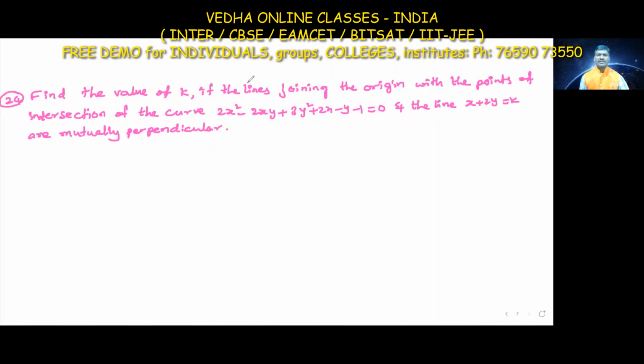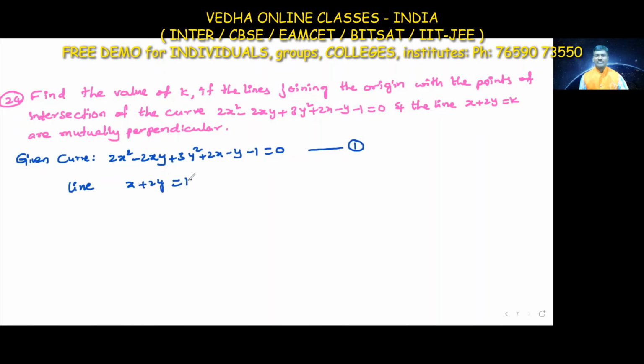So what is given here? Let's check that. The given curve equation is 2x square minus 2xy plus 3y square plus 2x minus y minus 1 equal to 0, equation number 1. And the next line equation is given, that is x plus 2y is equal to k.